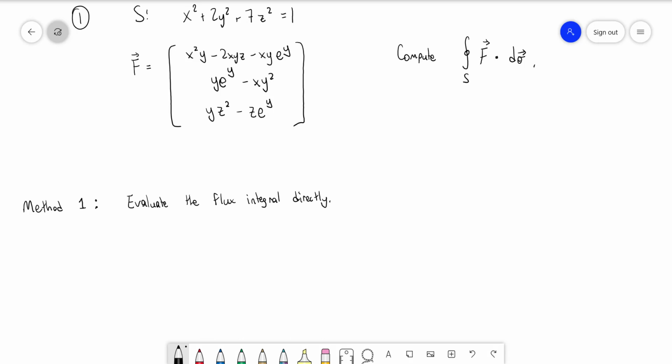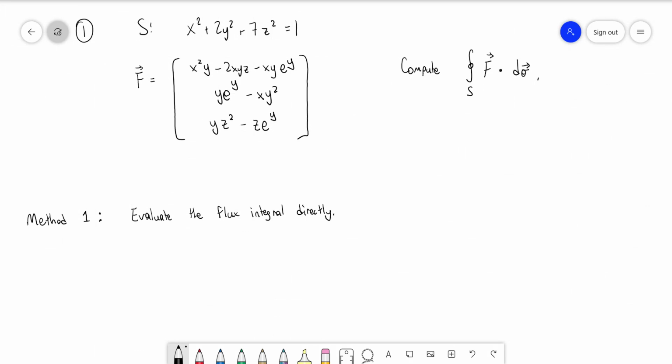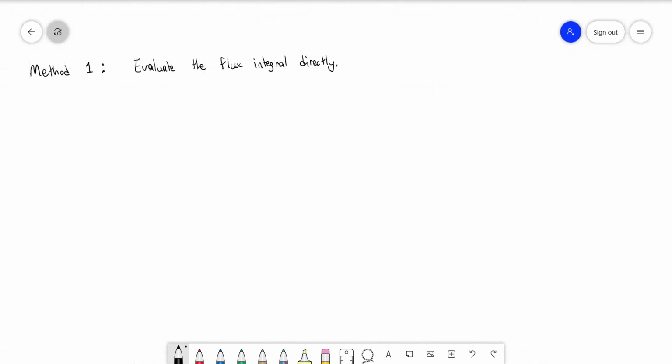Okay. Method 2 is to use Stokes' theorem, or sorry, not Stokes' theorem, but the divergence theorem, which I guess is a special case of the general Stokes theorem. Okay. But I'll talk about that method later. Right now, let's talk about how we would try to evaluate this flux integral directly. So let me explain the general procedure for evaluating a flux integral.